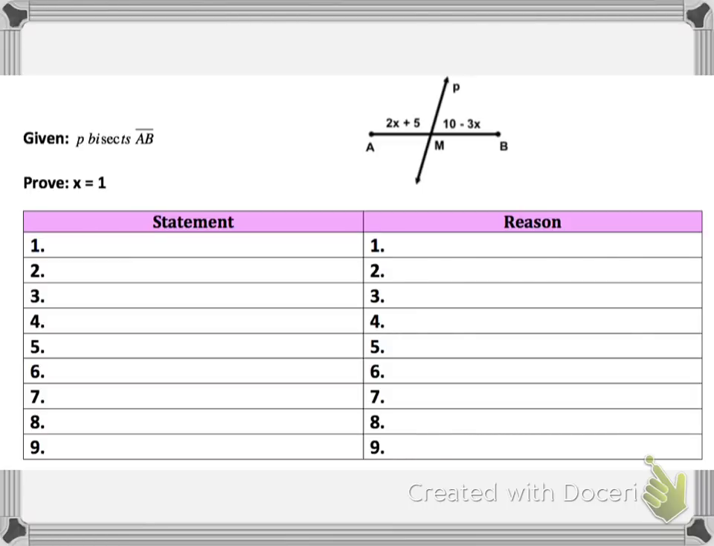All right, here we go. So every single proof starts with given. P bisects AB. And that was given to me. So I'm just going to put a G for given.